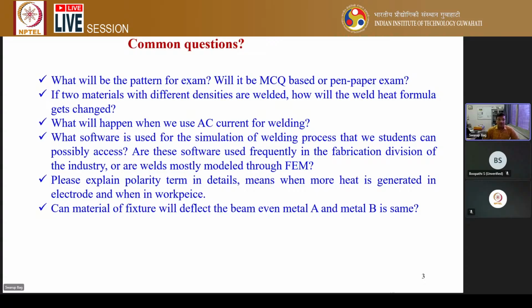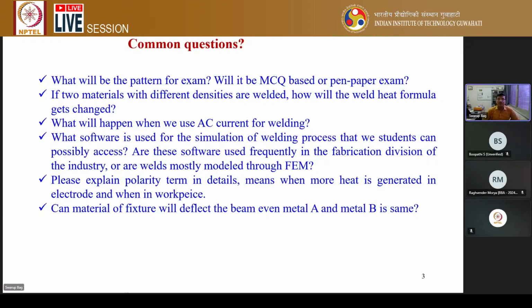Okay, please explain polarity terms. Definitely, I will try to explain the polarity terms, meaning whether more heat is generated in the electrode or in the workpiece. That we'll discuss. And then finally, can the material of the fixture deflect? Basically, what I understand is that the final part is relevant to the electron beam welding process, when there is dissimilar welding using the electron beam welding process. So all these points I'll try to discuss here now.